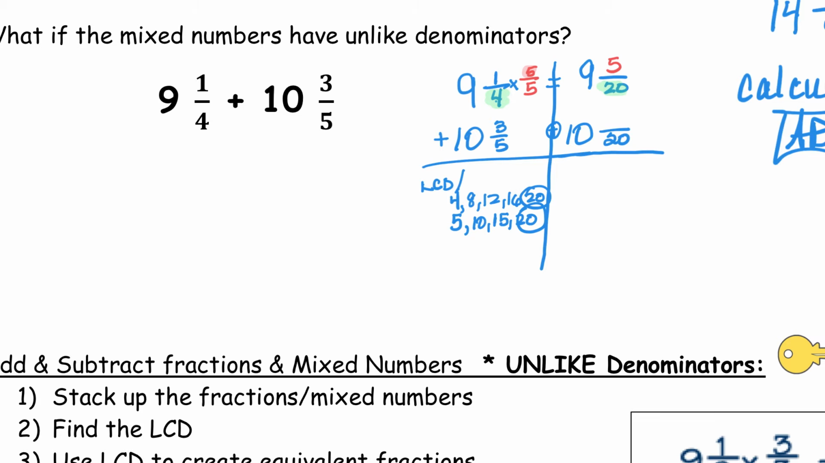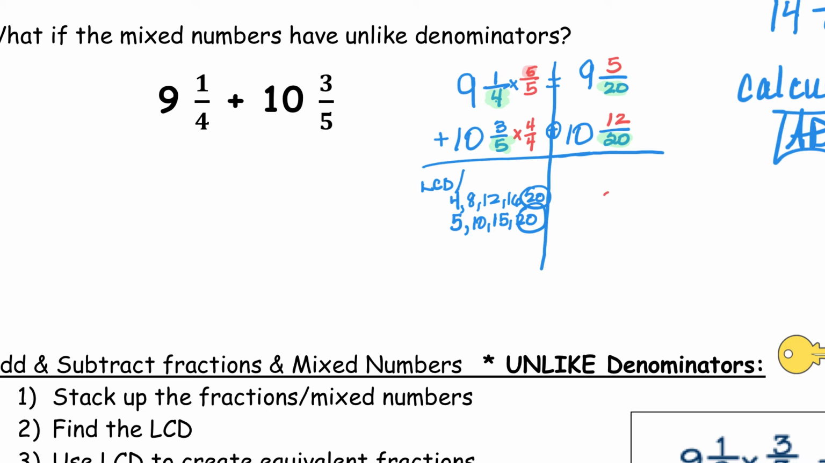Now I'm going to do the same thing for 3/5. And I say to myself, okay, so 5 goes into 20 how many times? It goes in 4. So I'm going to multiply my numerator and denominator by 4 over 4. 5 times 4 is 20. 3 times 4 is 12. At this point, I have my denominators are the same, so I can go ahead and add my numerators together.